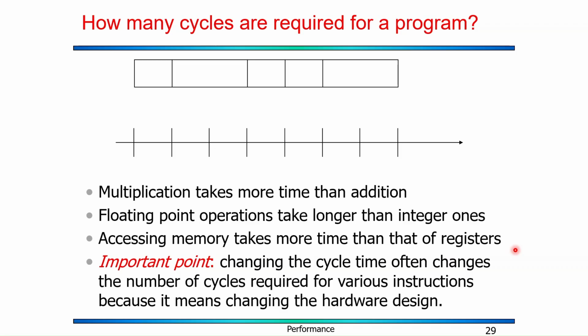So here is an important point to remember. Changing the cycle time often changes the number of cycles required for various instructions. This is because cycle time is tied to the hardware design. If you make the clock faster, some instructions that previously completed in one cycle might now need 2 cycles because the hardware cannot finish the operation in that shorter time. So there is a trade-off between cycle time and cycles per instruction as well.